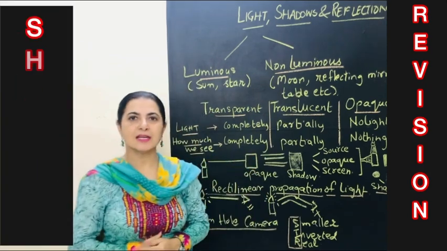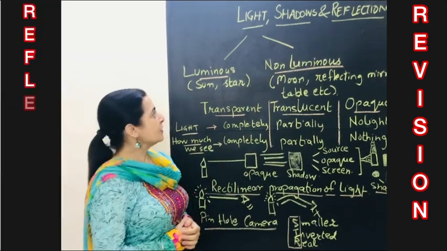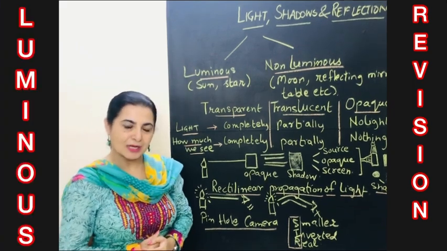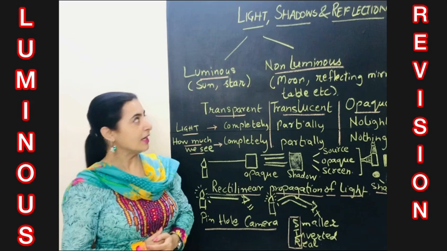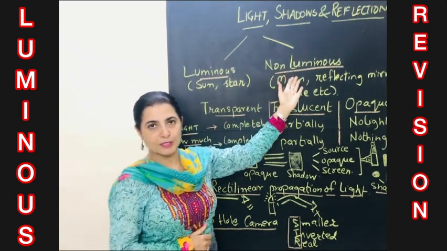direction. So this is in continuation with your revision sessions for class 6. Now coming to this chapter, we need to understand that depending upon whether an object emits its own light or it does not emit its own light, there are mainly two kinds of objects. One is luminous, another one is non-luminous.